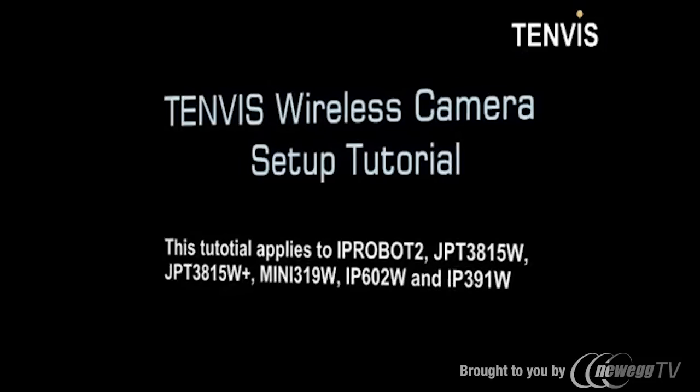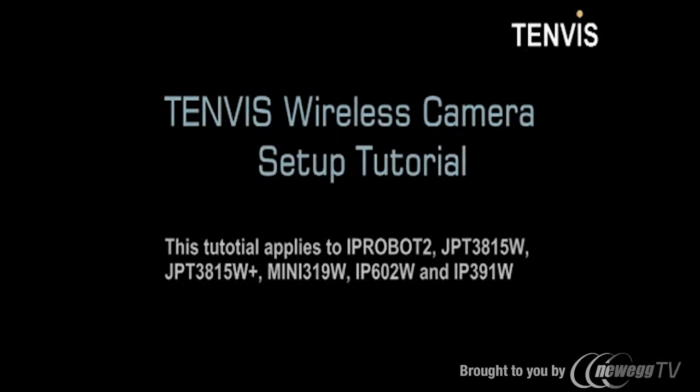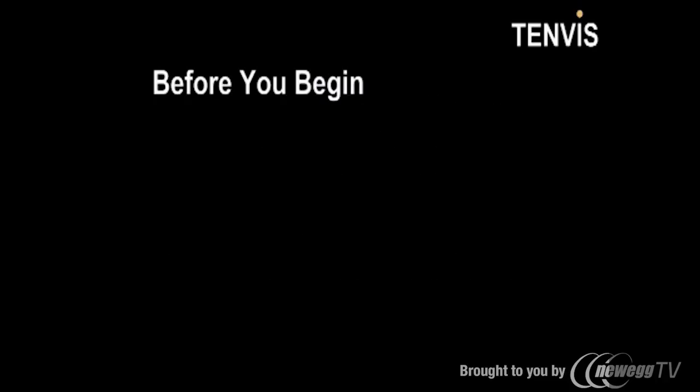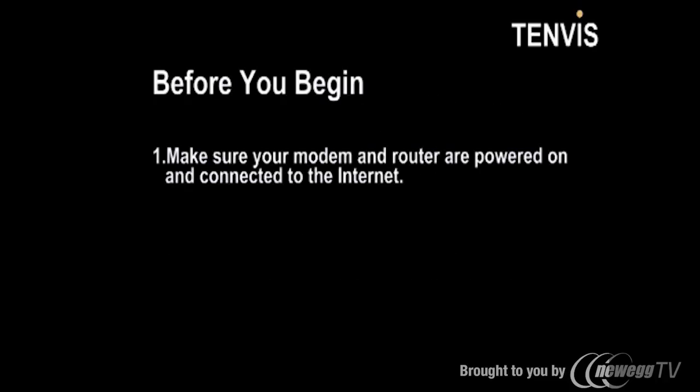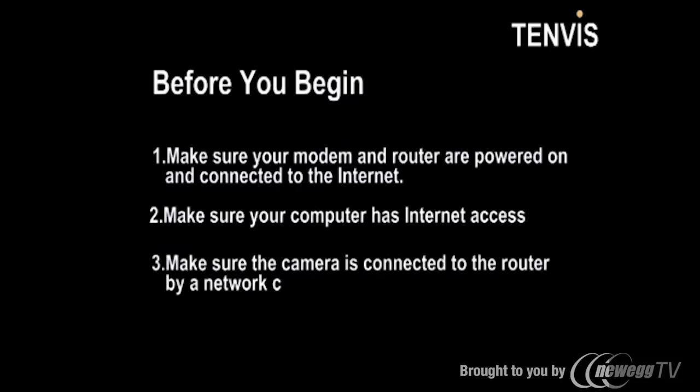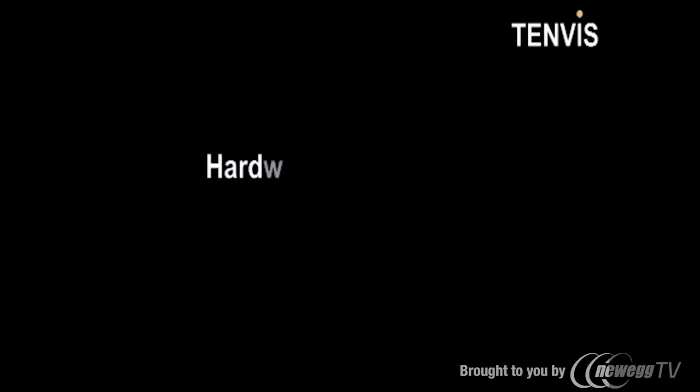In this video, we will use the IPRobot tool as an example to learn how to set up an IP camera. Before you begin, first, make sure your modem and router are powered on and connected to the internet. Second, make sure your computer has internet access. Third, make sure the camera is connected to the router by a network cable.